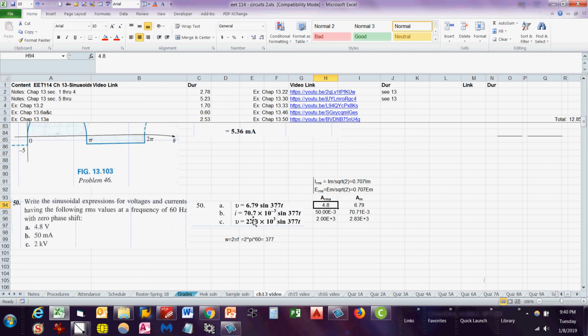And then you take the 50 milliamps times the square root of 2, you get 70.7 milliamps times sine 377t, and then 2 kilovolts, 2000 times square root of 2 equals 2.83 times 10 to the 3 sine of 377t.